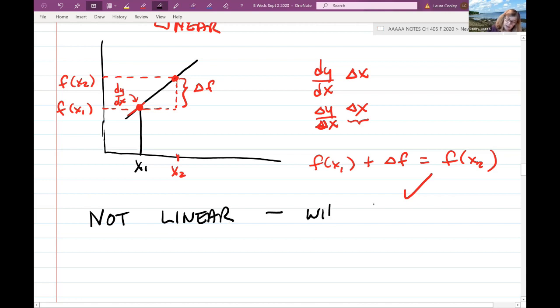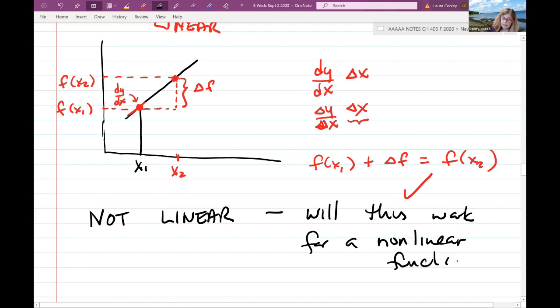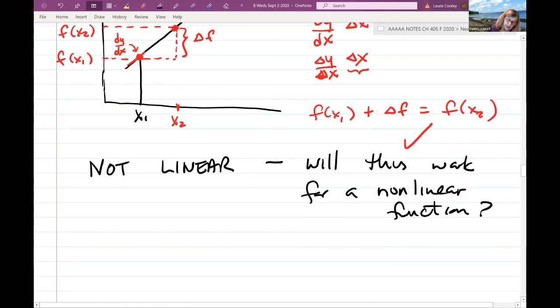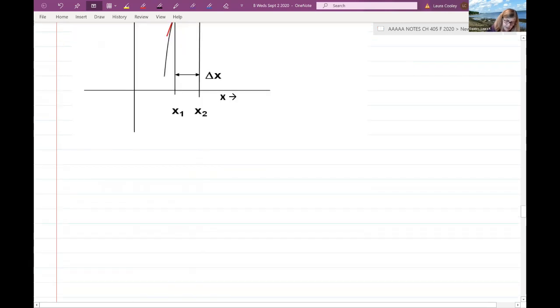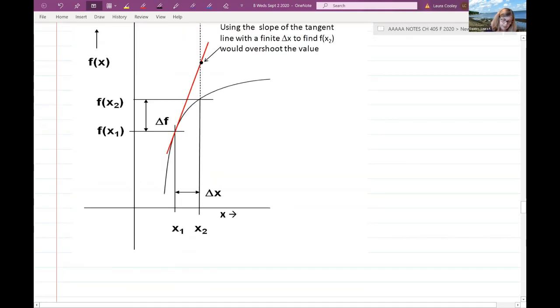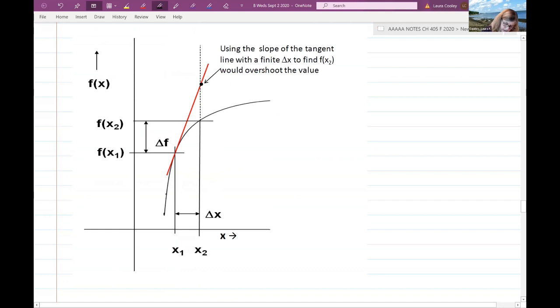Will this work for a non-linear function? Okay, so I have a nice non-linear function here in this next diagram. Very non-linear, right? This is the function here. It's making a nice big curve.